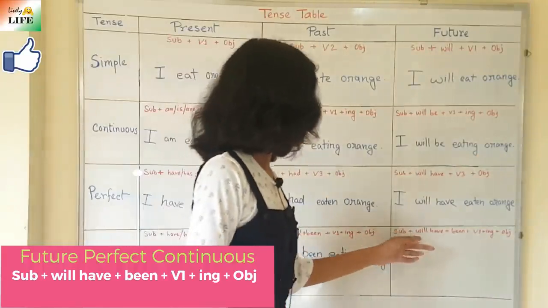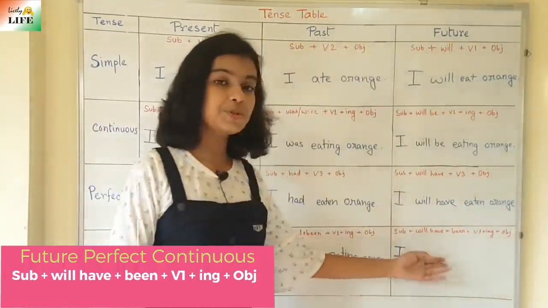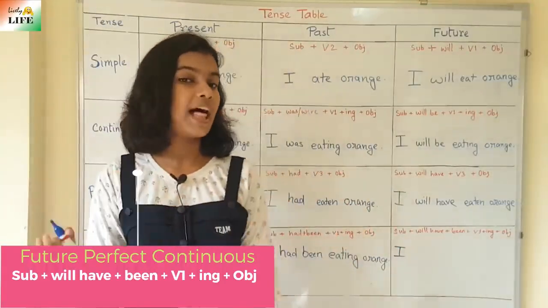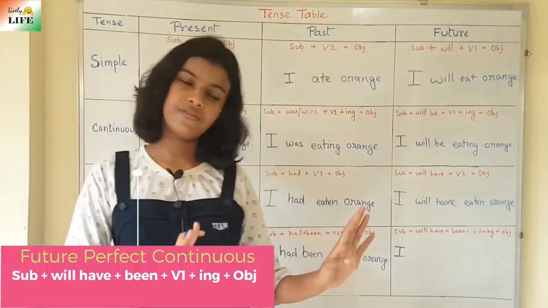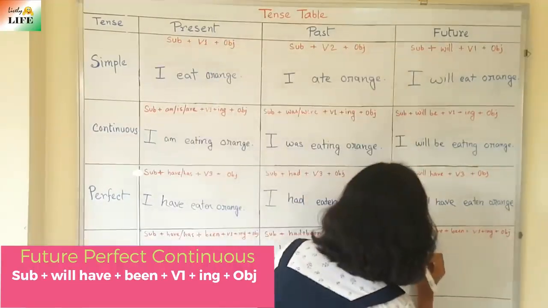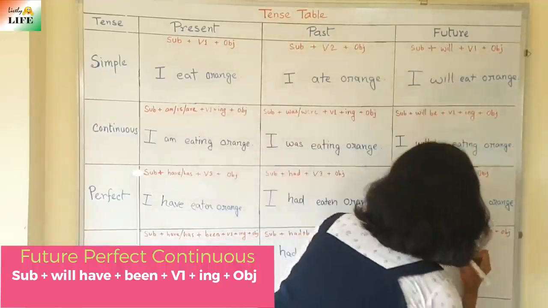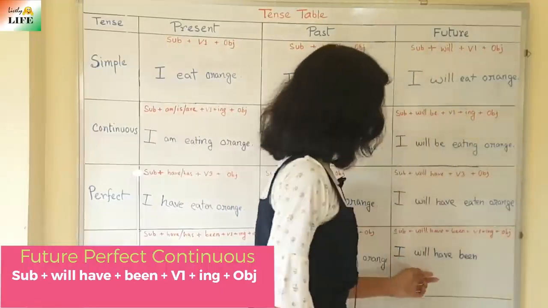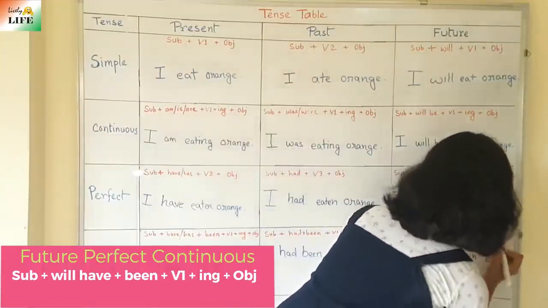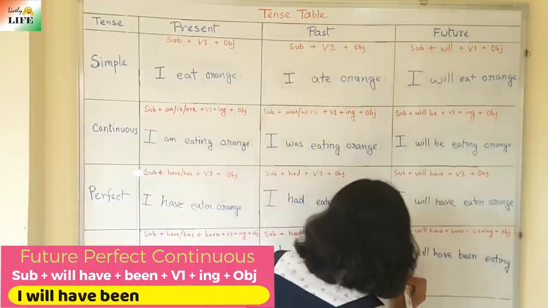Then we have to use will have. Okay, so I will have. So here too, after he, she, it, we always use will have. I will have, he will have, she will have, it will have. Okay, no has is needed. So I will have been. V1 form, eat. Then ing. So eating. And object, orange.